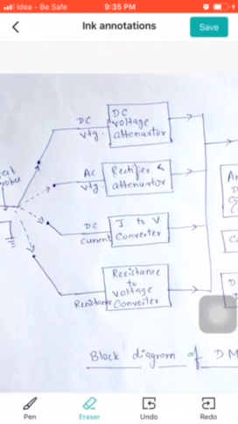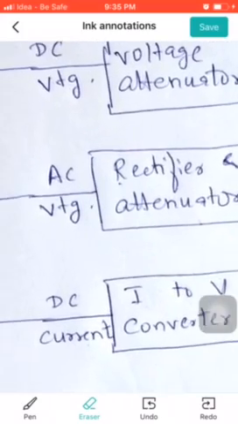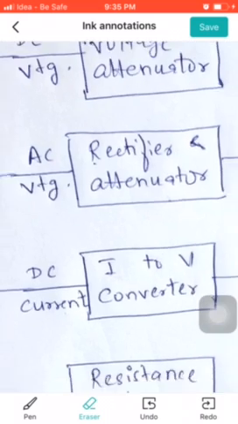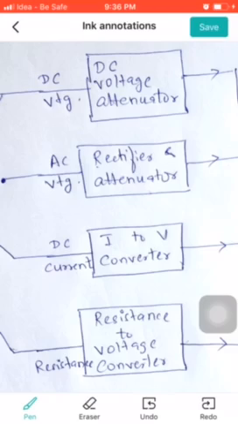Now the second one: if your rotary switch is kept to the second position, where you are trying to measure the AC voltage, let's understand what happens. This particular AC voltage is now given to this particular block. If you can see, what is written on the block? It is rectifier and attenuator. Why rectifier? Because ADC needs DC voltage, whereas we are applying AC voltage. So the AC voltage will be converted into DC with the help of a rectifier, and then it is attenuated, and then finally that attenuated DC voltage is given to the ADC.